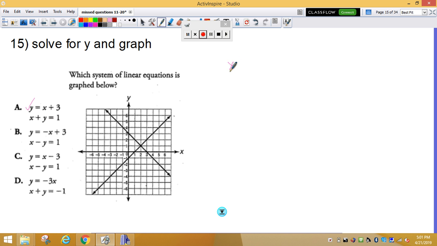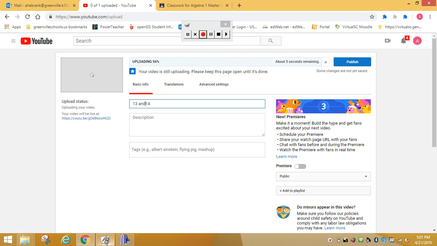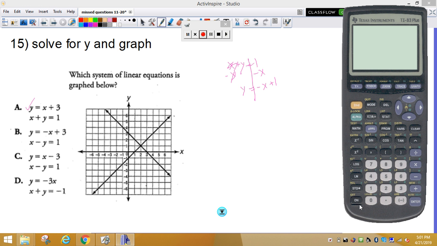So I have x plus y equals 1. So I'm going to move my x. The opposite of a positive x is a minus x. I'm going to do minus x on both sides. So y equals, the negative x comes first, and it is a positive 1. So I'm going to go ahead and graph it. There's no point in solving all of them if number 1 is the answer, right? So I'm going to go to y equals and clear all this out.